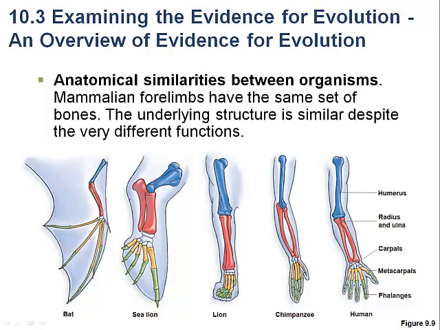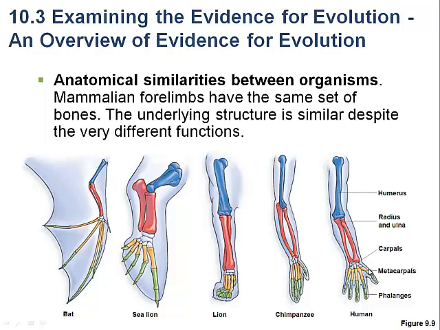So we're going to start with anatomical similarities between organisms. When we look at organisms, we see a certain amount of similarity as we compare one organism to another. For instance, here we have the forelimbs shown on our screen from a human, a chimpanzee, a lion, a sea lion, and a bat. As we look across these forelimbs, in every case we see a similar bone pattern. You may realize that in your arm you have a humerus, you have a radius and ulna that I'm pointing to here on the lower right hand side of our screen.